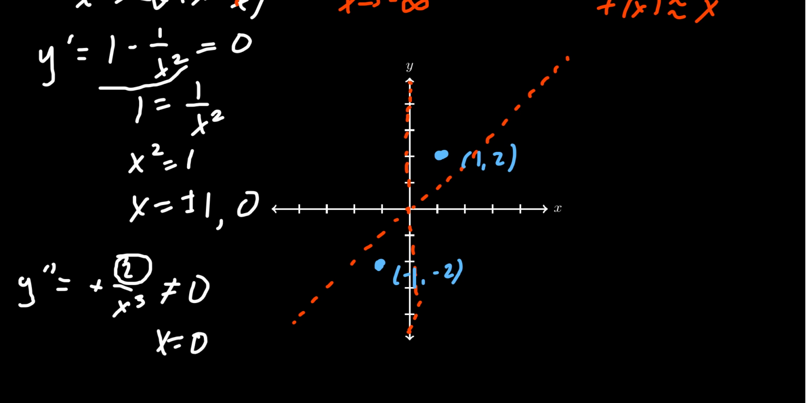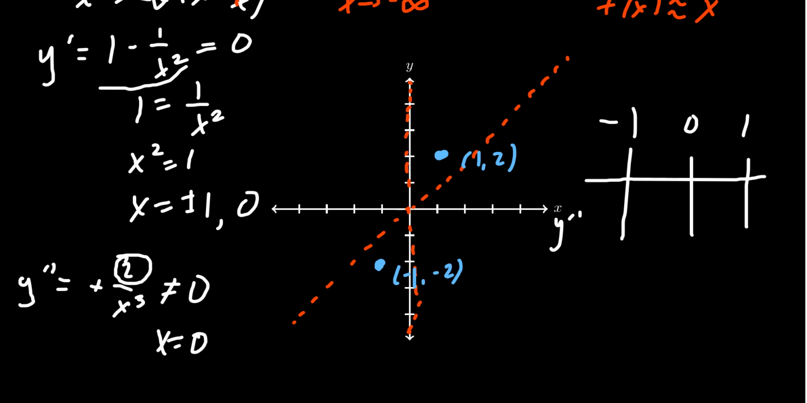The first and second derivative are undefined at 0, and so that's going to come into our sign chart that we're going to build right over here. The numbers we care about are -1, 0, and +1. What does the second derivative do at these locations? Looking at 2 over x cubed, 2 is always positive, and x cubed will have the same sign that x does. So when x is positive, the second derivative will be positive, and when x is negative, it will be negative as well.